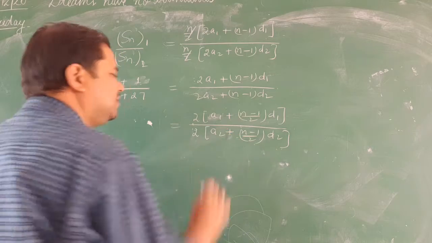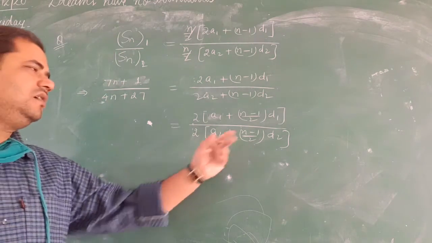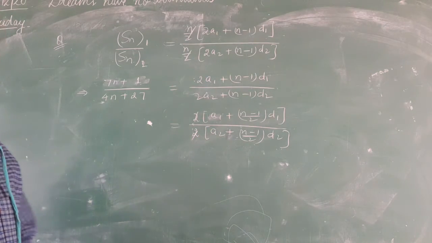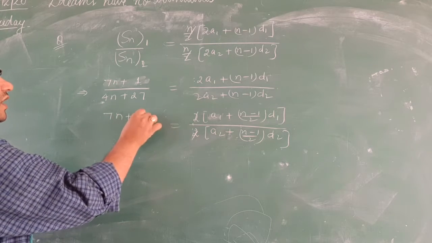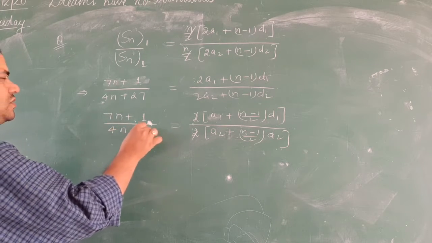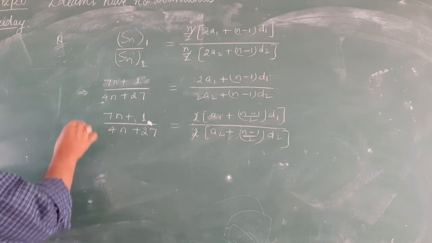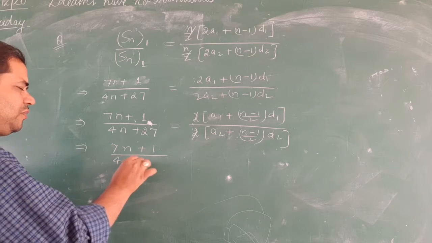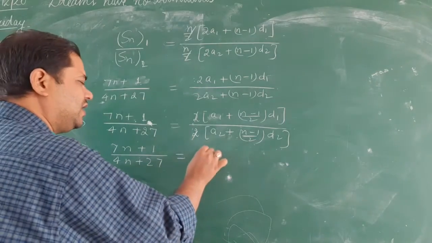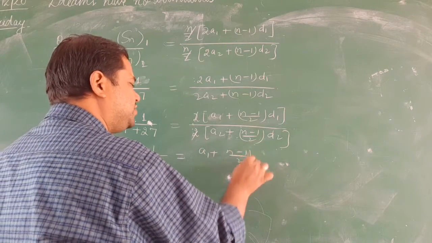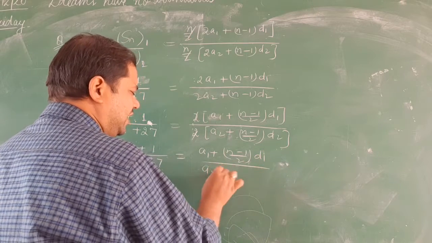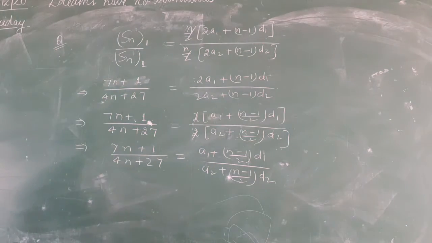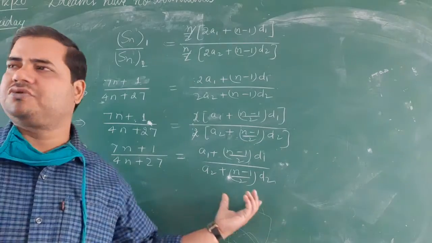So these are the ratios. The 2 cancels, since we took 2 common. So 7n plus 1 divided by 4n plus 27. We can write it as 7n plus 1 divided by 4n plus 27, and this is nothing but a1 plus (n minus 1) by 2 d1 divided by a2 plus (n minus 1) by 2 d2. Now what is the actual trick of this question? How to solve?